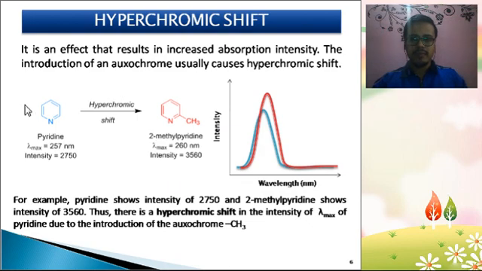For example, pyridine, which has an intensity of 2750 in the UV visible spectrum, undergoes a hyperchromic shift when the oxochrome methyl group is attached to the pyridine ring. So as a result, the intensity of the peak increases. As you can see here, the peak increases in intensity upon the addition of the oxochrome methyl group in the structure of pyridine. So here we say that pyridine undergoes a hyperchromic shift upon introduction of the oxochrome methyl group.